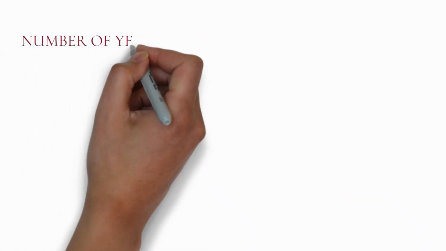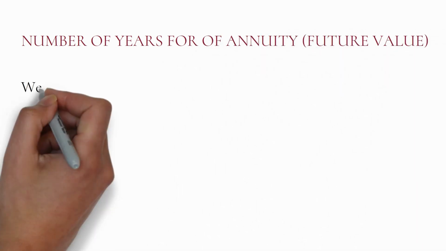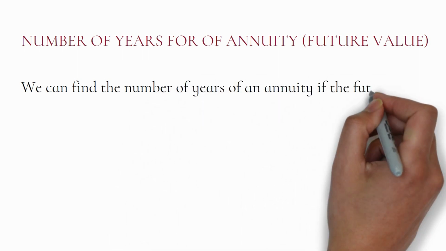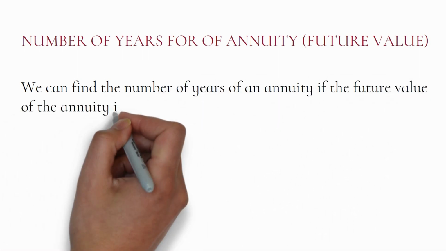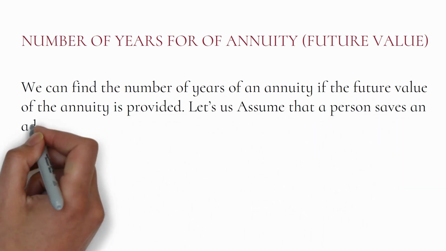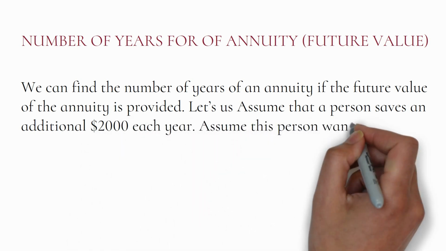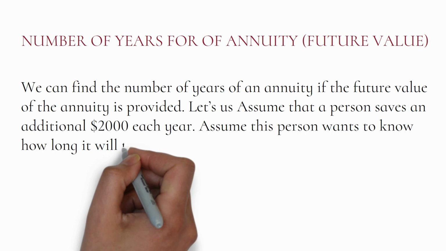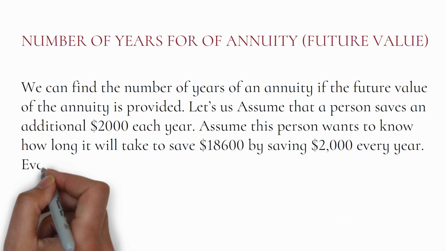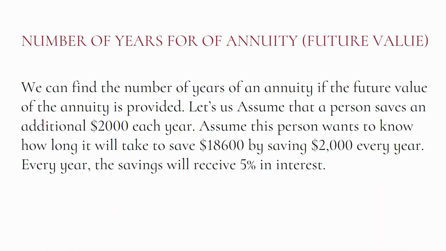The second is number of years of an annuity. We can find the number of years of an annuity if the future value of the annuity is provided. And the example is, let's assume that a person saves an additional $2,000 each year. Assume this person wants to know how long it will take to save $18,600 by saving $2,000 every year. Every year, the savings will receive 5% interest.